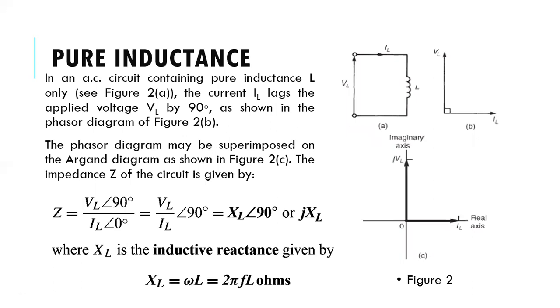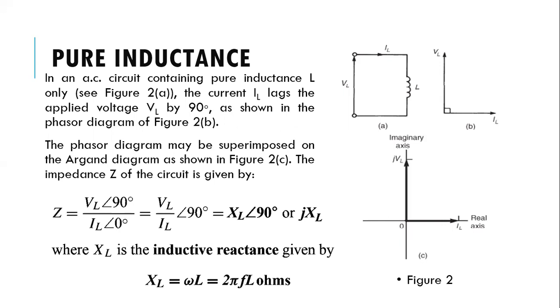So let's move on. In a purely inductive circuit, we know that it contains a pure inductor, that is, no resistance is attached to it. That's our assumption, as you can see in figure 2A. The current lags the applied voltage by an angle of 90 degrees, as shown in the phasor diagram of figure 2B. The phasor diagram will be superimposed on the Argand diagram as shown in figure 2C.